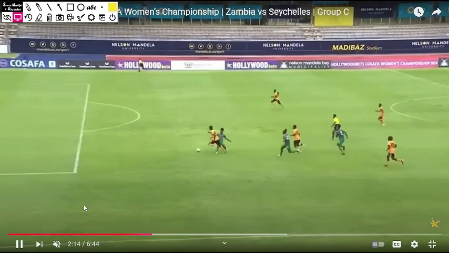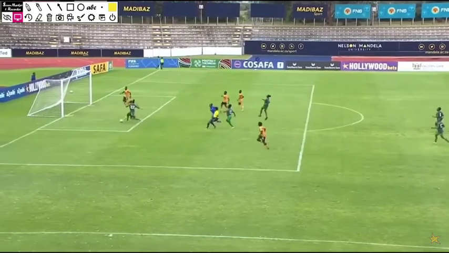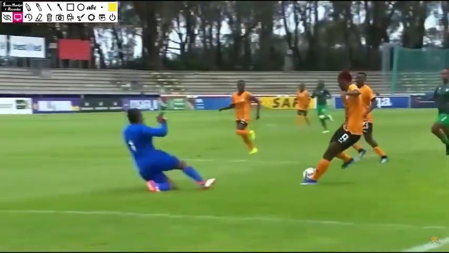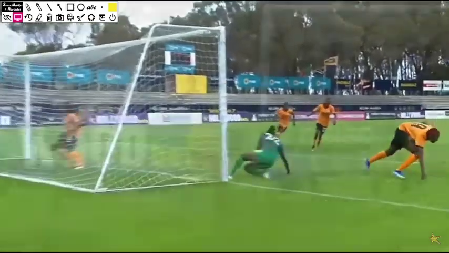But this piece of skill here, look at that, she does it twice. Yeah, that's good. Look at that. And she finishes it amazingly.